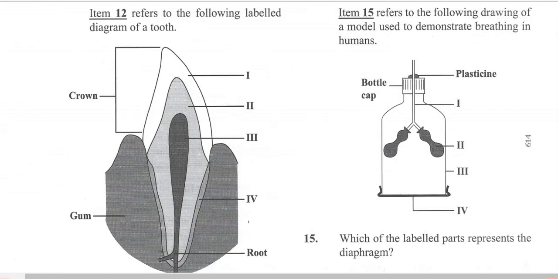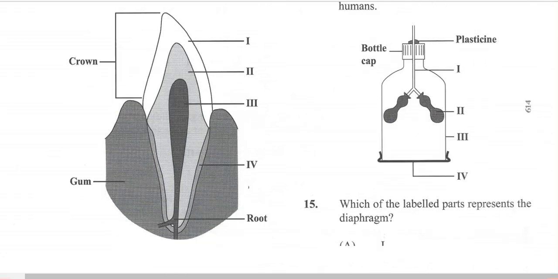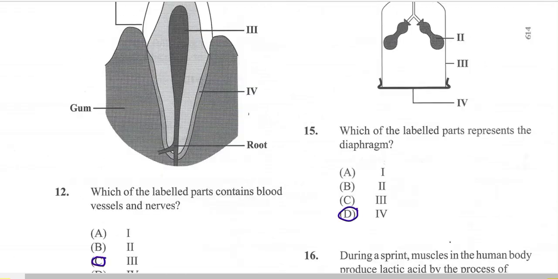We move on down to question number 12. It refers to the following labeled diagram of a tooth. And of course, it's nicely labeled here, and a repeat diagram from 2015, one of the many things that have been repeated so far. However, the question might be a little different. Which of the labeled parts contain blood vessels and nerves? That's going to be 3, which is of course the pulp cavity. So our answer for question number 12 is going to be C.